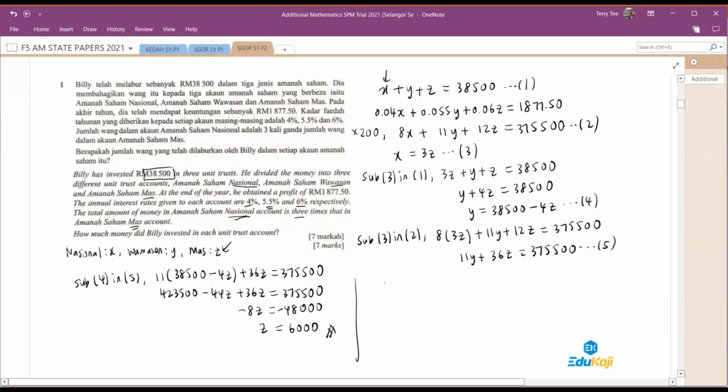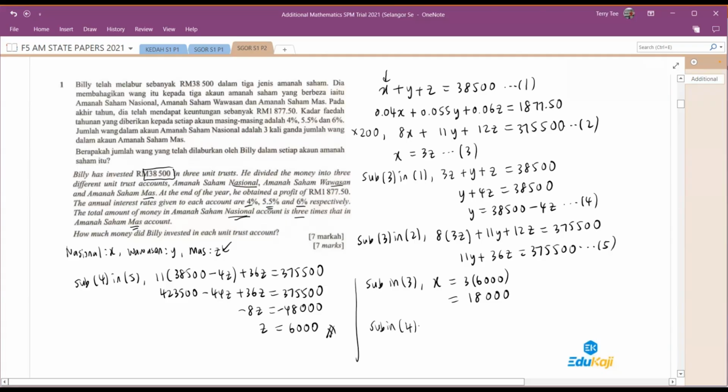Okay, let's find out your Wawasan and National. Maybe National first, since it's easier. Sub inside equation 3. National is x. x is 3 times 6,000. That will be 18,000. And finally, we sub inside equation number 4.